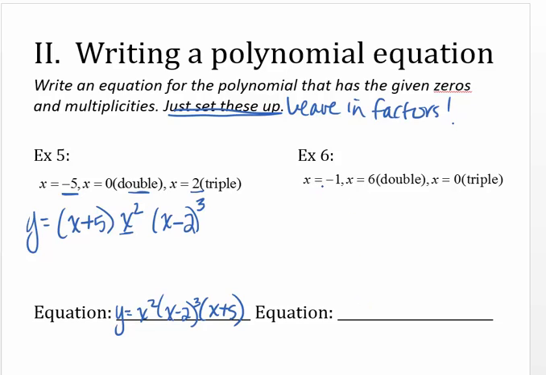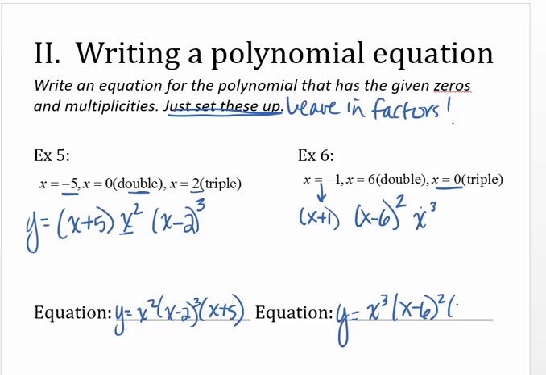Now in this one, let's see what factor gives me a negative 1 and x plus 1. What factor gives me positive 6? X minus 6. Now this is a double, so it's squared. And this x is 0, so it's just x, and it's to the third power. So I would put my x to the third first, times x minus 6 squared, times x plus 1. And that would be my final answer.